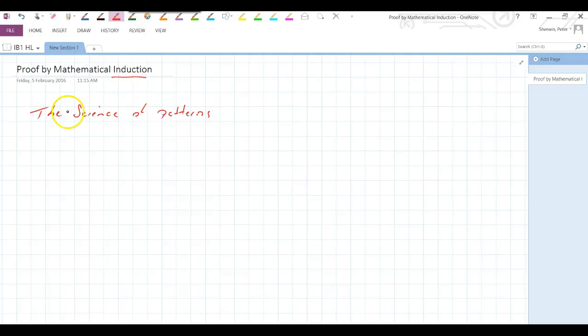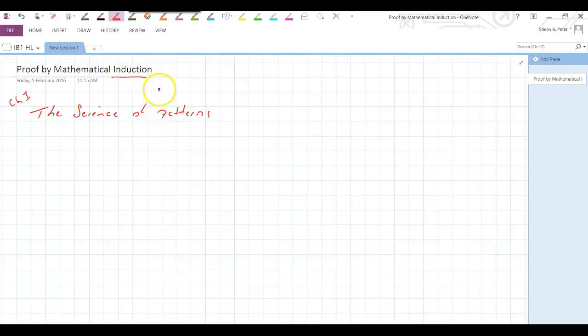But just more generally, chapter 1, which we're in, is titled The Science of Patterns, or the mathematics behind the science of patterns. Mathematics as a science of patterns. So we're looking at patterns generally, and mathematical induction is a pattern-based proof method, if you like. It uses patterns in order to come up with its proof. Now, we'll go on to look at that and explain that.